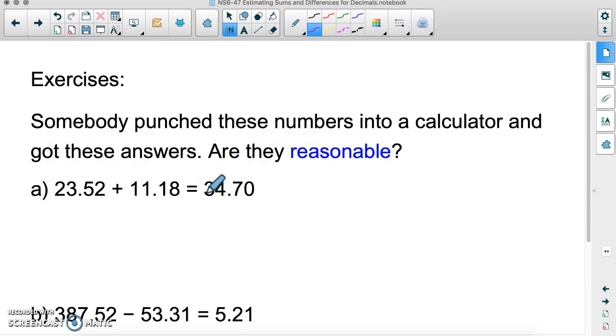So if somebody punched these numbers into a calculator and got these answers, are they reasonable? So we're going to check with estimating. So 23.52 is closest to 24. We round, this tells us to round up. Plus 11.18, the 1 tells us to round down, so it stays at 11. So 24 plus 11 is going to equal 35. So is this reasonable? The answer is yes.